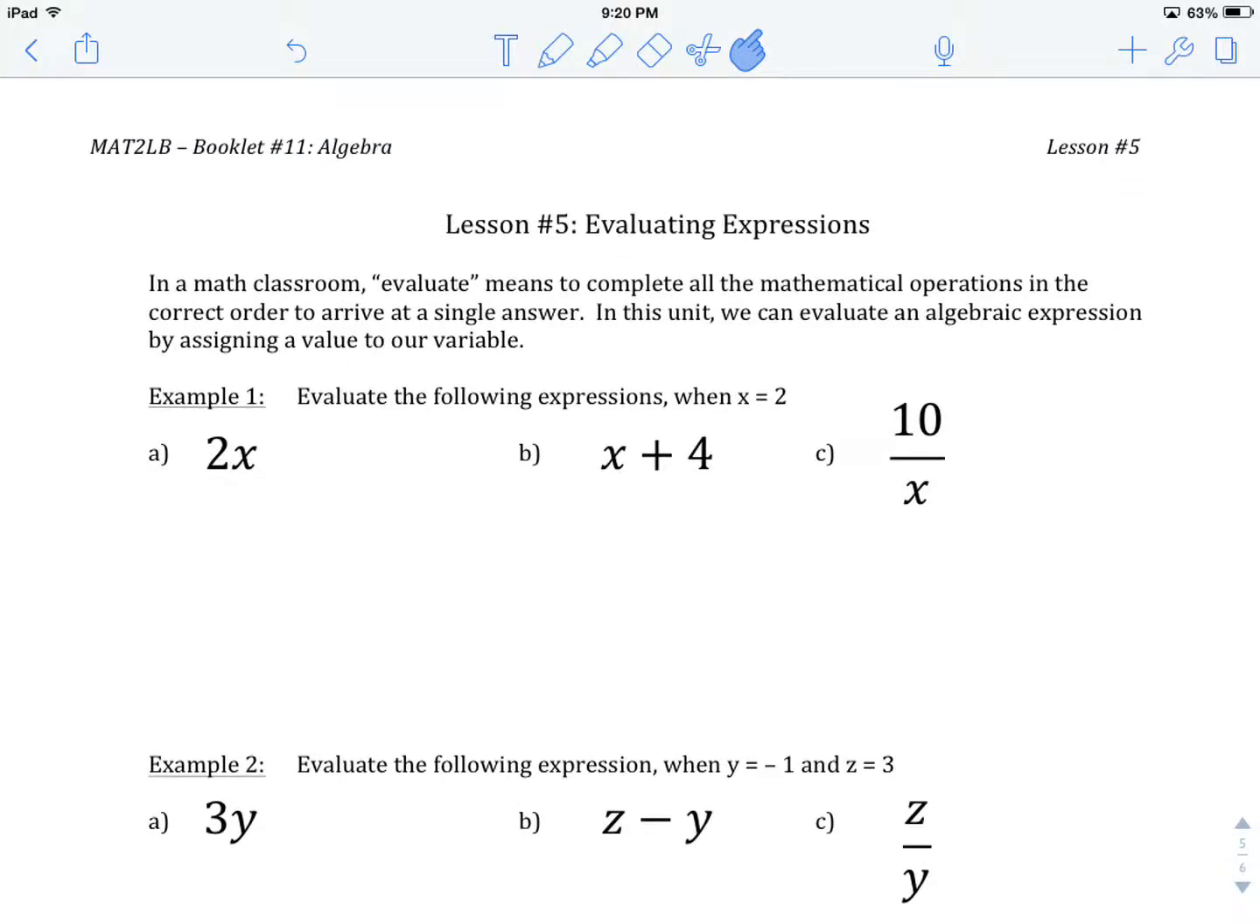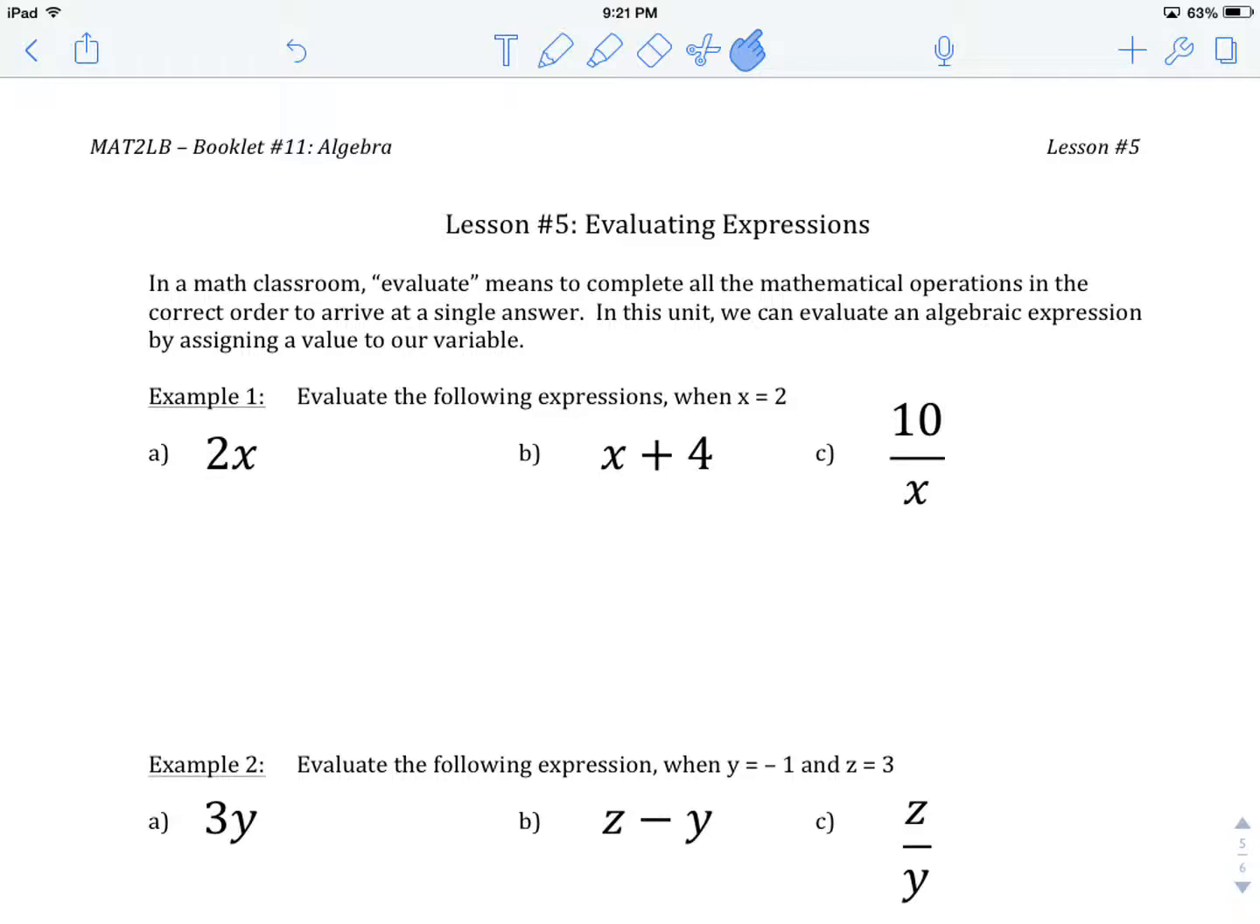Welcome to Algebra, lesson number 5, evaluating expressions. So this might be a new term for some of you. The word evaluate means to complete all the mathematical operations that you can in order to arrive at a single answer at the end. In this unit, we're going to use the word evaluate to mean given a particular value for a variable, we're going to substitute that value into the expression and then evaluate, meaning do all the mathematical operations to get to the final answer.